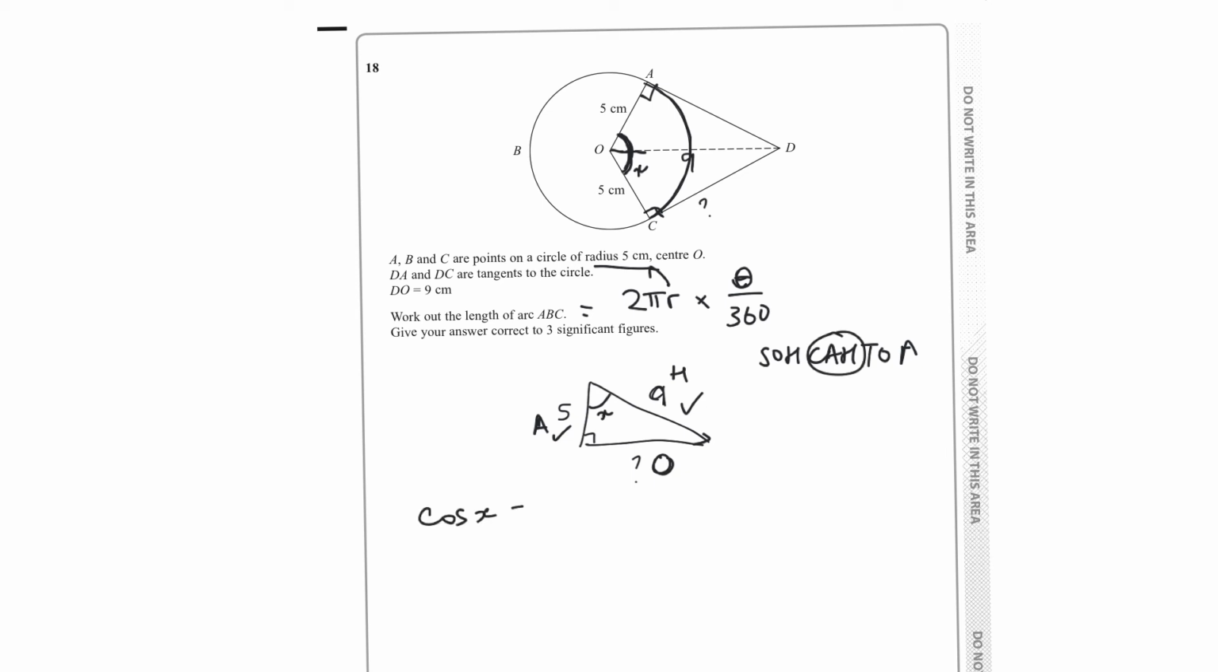So cos x, because we don't know what x is, equals a, which is 5, over h, which is 9. So work out what x is. Remember with SOHCAHTOA, when you're working out the angle, you need to work inverse. You need to use inverse cos or inverse sine or inverse tan. Inverse, aka cos to the -1, which there's a button on your calculator.